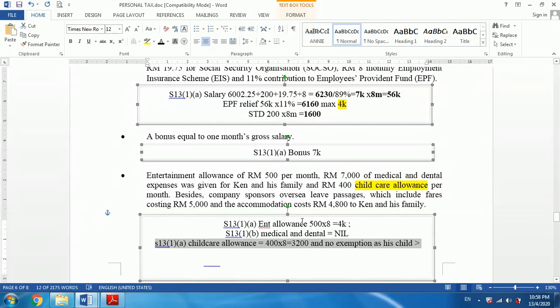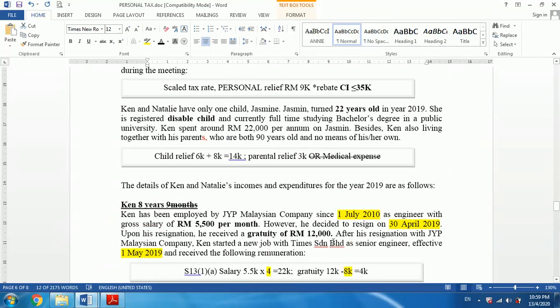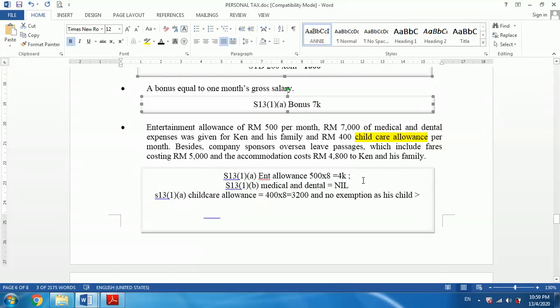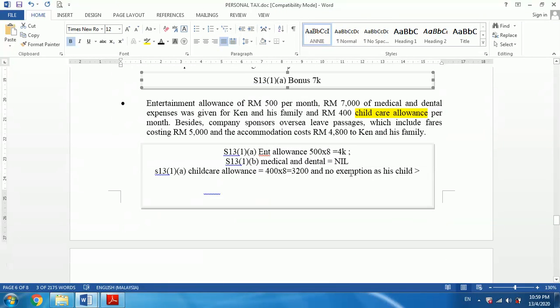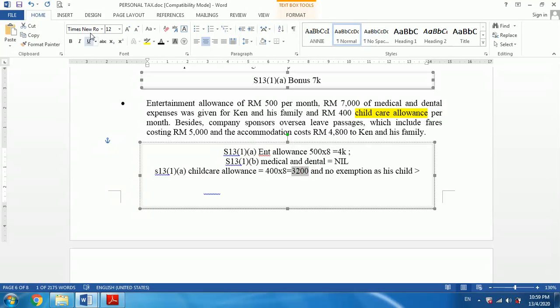If you guys still remember, for childcare allowance normally we have an exemption of 2,400, but with a term and condition, which is the child's age cannot be more than 12 years old. However, in this case, Ken will not be entitled because his child Jasmine, in the earlier part, is 22 years old, which is more than 12. So no exemption is given, and we straight away use the 3,200 as the taxable value.